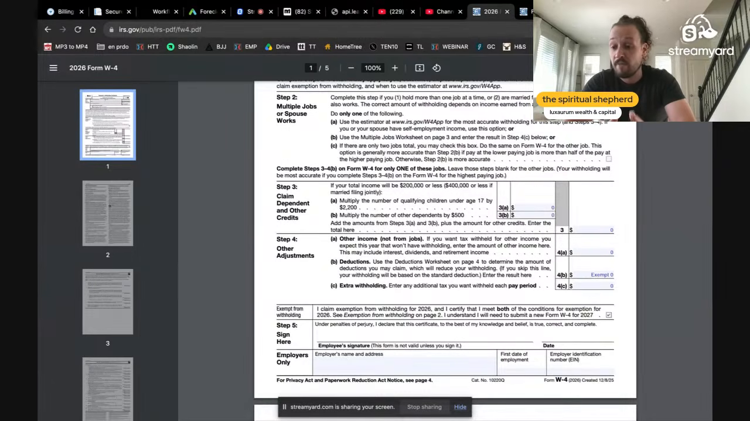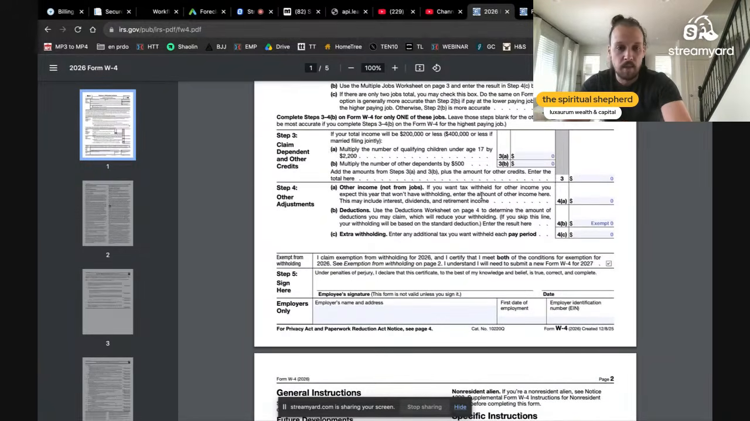Okay. Step 4 is the biggest one. Step 4 is about other income that you're claiming. So are you claiming other income from not jobs? Are you claiming other income from deductions? So use the deductions worksheet. What is deductions? Deductions is all the other BS. Extra withholding. What is extra withholding? Okay, extra withholding. 0, 0, 0, 0, exempt 0, 0. You're going to put zeros on legit everything. What's up? Yes, I'm speaking English.